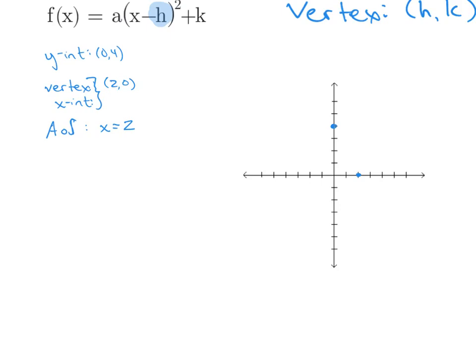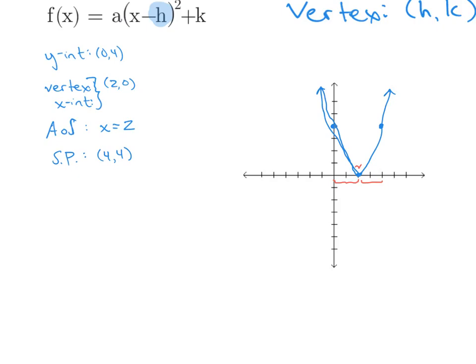So from my vertex, when we go 2 to the left, we are at 4. So we want to do the same thing on the right. If we go 2 to the right, we should also be at 4. So my symmetric point is going to be 4, 4. Alright, so if we go ahead and graph this now, that's absolutely terrible, but hopefully you get the idea.